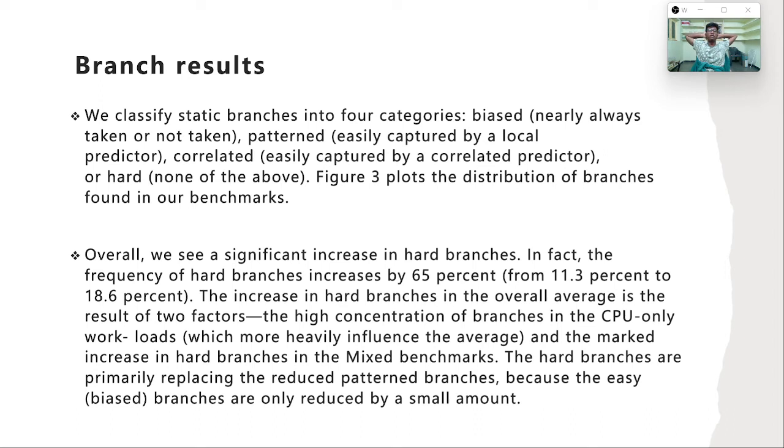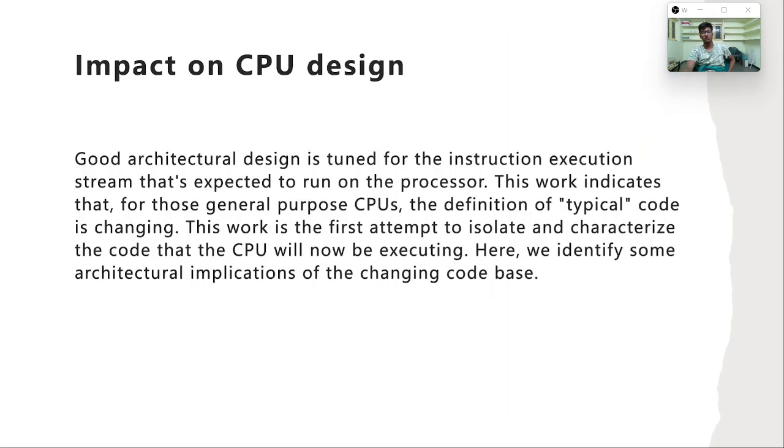in the overall average is only a result of two factors: the high concentration of branches in the CPU-only workloads and the marked increase in hard branches in the next benchmarks. The hard branches are primarily replacing the reduced patterned branches, because the easy branches are reduced by a small amount. This is another figure.